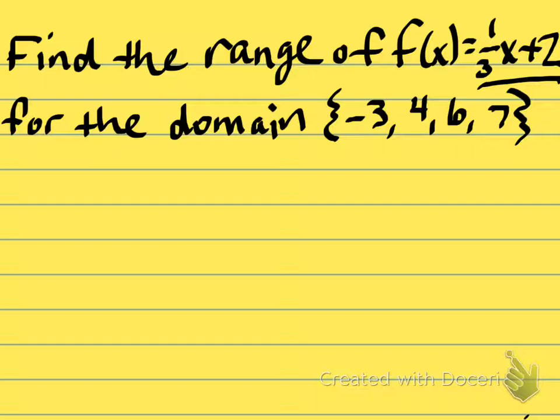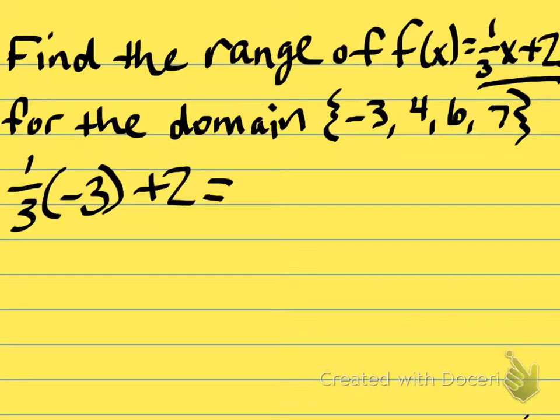Now I know what you're thinking. You're thinking there's a fraction, but you got to remember 1 over 3 is really just 1 divided by 3. Fractions are just dividing, so we got to remember that. So let's plug these in. 1 over 3 times negative 3 plus 2. 1 over 3 times negative 3 is 1 divided by 3 times negative 3, or 1 times negative 3 divided by 3, which is negative 1, plus 2 is 1.